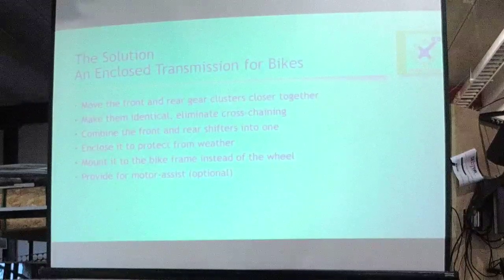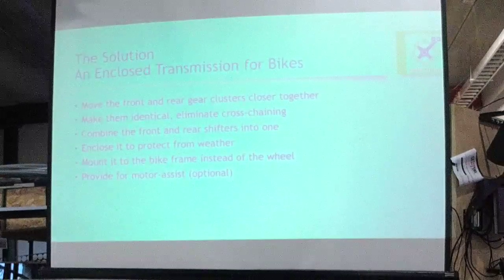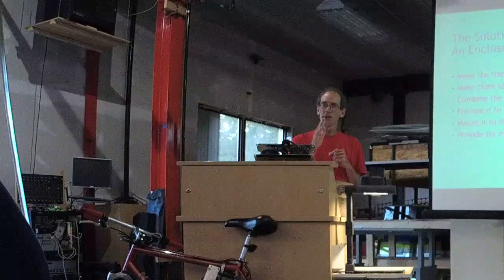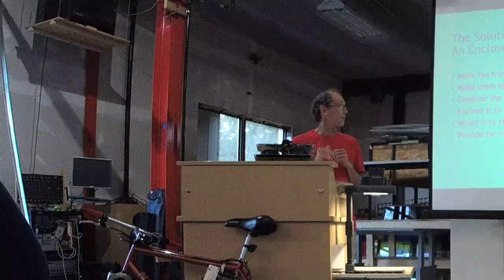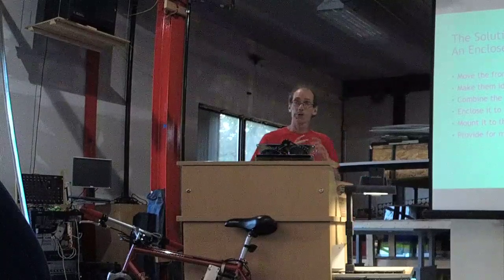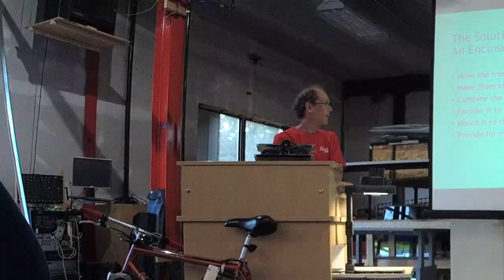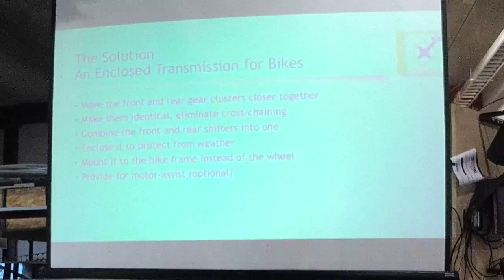The process for inventing this came about by moving the front and rear gear clusters together, making them identical, shifting the chain in parallel lines between the pairs of gears so the chain length stays the same. Now that the two sets of gears are close enough together, you can combine the front and rear shifters and derailleurs in one mechanism that goes between the two, and enclose it to protect it from the weather and mount it to the bike frame instead of the wheel, so it's simpler to take on and off, and provide for optional motor assist.